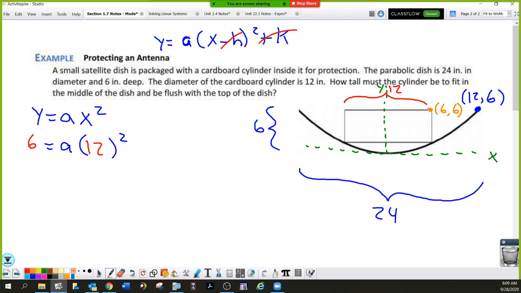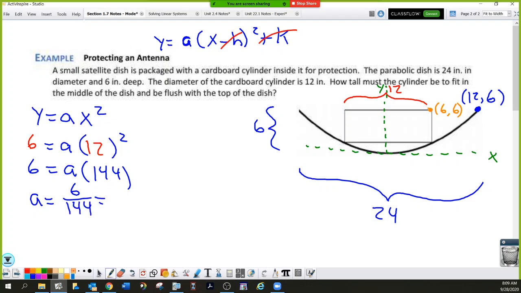It would be great if you knew what 12 squared is, but if it doesn't work, don't worry about it. You have a calculator on the test. We get 144. Not everybody knows that. I'm too lazy to put the 144 in front of the a, but you're going to divide both sides by 144 and reduce your fraction.